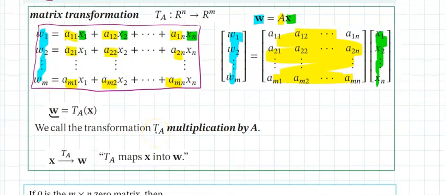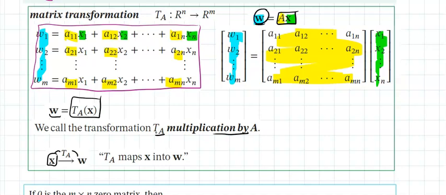So we say W equals the transformation of A on X. So we call that transformation T sub A, multiplication by A. That's because you simply take X and multiply it by A, and that gives you any vector that you want. And the notation is right there. You take X as a domain, you apply the transformation of matrix A, and you get this W. T sub A, matrix A, maps X into W.